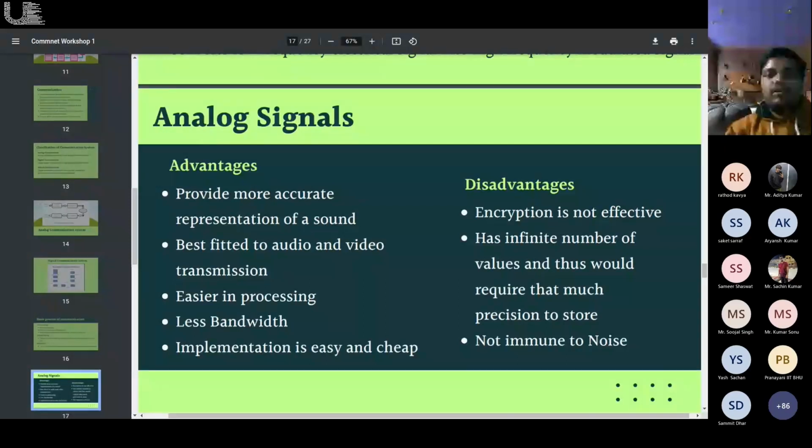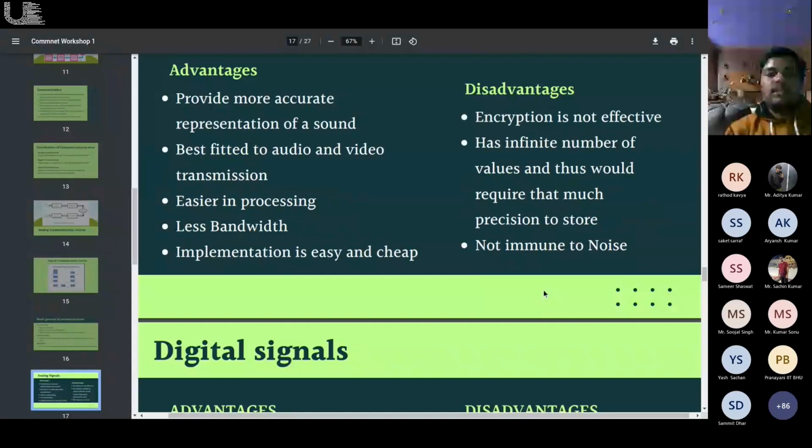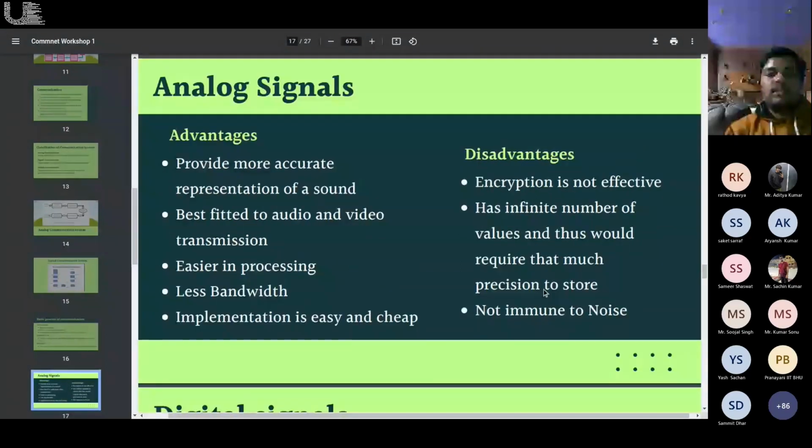It has an infinite number of values and thus would require that much precision to store. So it can have an infinite number of values, and storing it is a little bit difficult. It is not immune to noise. Okay, analog signals have a noise problem.